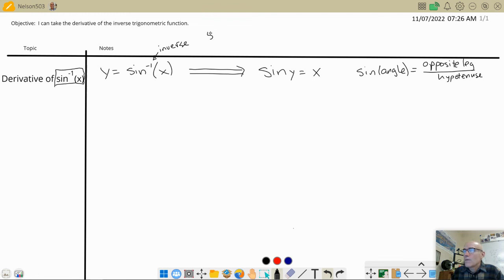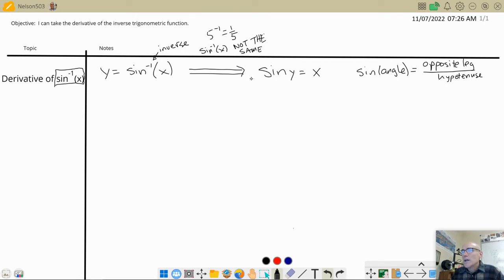Like if we saw 5 to the -1, that's 1/5, right? That's not the same as sine to the -1. Sine to the -1 of x, not the same thing. Okay? So what does it mean?